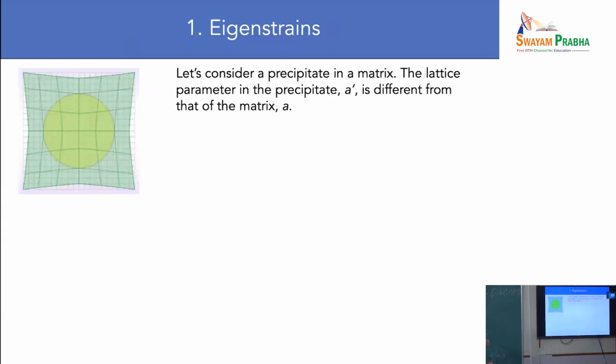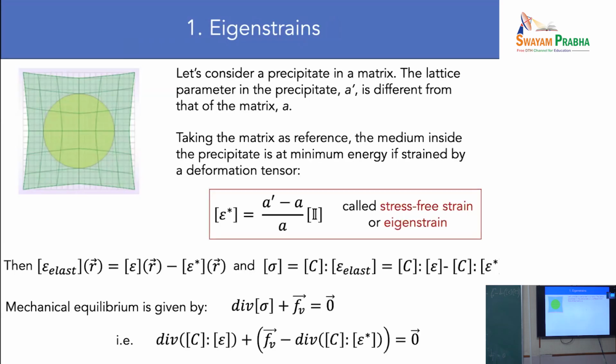So what did we say? We said, let's consider a precipitate in a matrix. The lattice parameter in the precipitate, A prime, is different from the lattice parameter in the matrix. So it means that if we take the matrix as a reference, the medium inside the precipitate is at minimum energy if it is strained by this eigenstrain tensor that we have talked about. And so the elastic deformation is the difference between the actual deformation and the stress-free strain, and the stress is the difference between the two terms. Mechanical equilibrium is given by the divergence, and then we do.